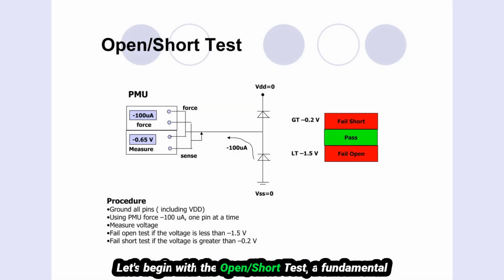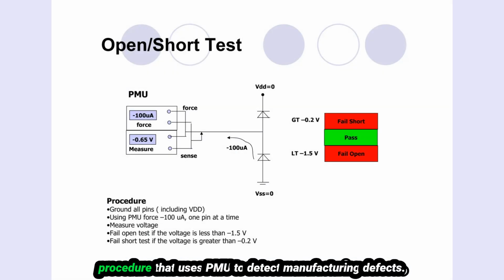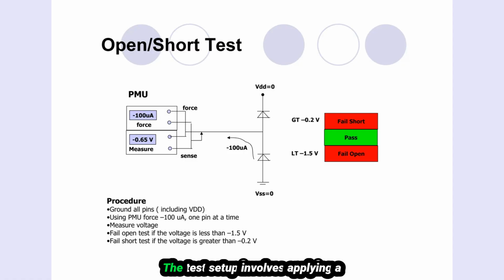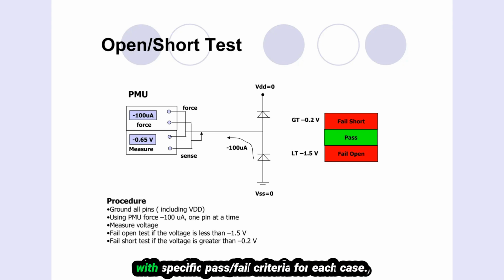Let's begin with the open-short test, a fundamental procedure that uses PMU to detect manufacturing defects. The test setup involves applying a negative 100 microampere force current and measuring for a minus 0.65 volt threshold. This configuration allows us to effectively identify both open and short conditions, with specific pass-fail criteria for each case.